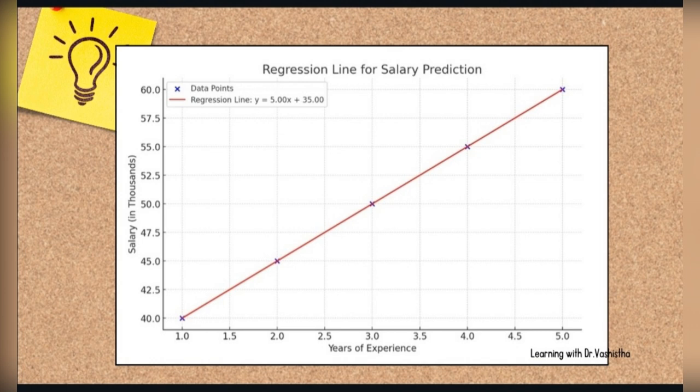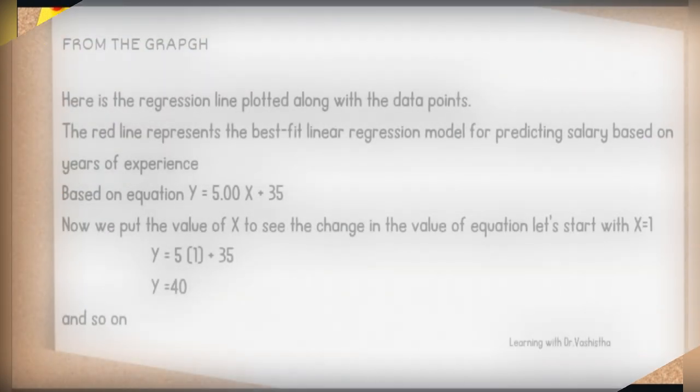So now, based on the equation y equals 5x plus 35, values taken in thousands, we can put the value of x to see the change in the value of y. Let's start by putting the value of x equal to 1. We put 1 in the place of x. The equation becomes y equals 5 into 1 plus 35, which equals 40. And so on further. That is how it's shown on the graph, by those points on the line.